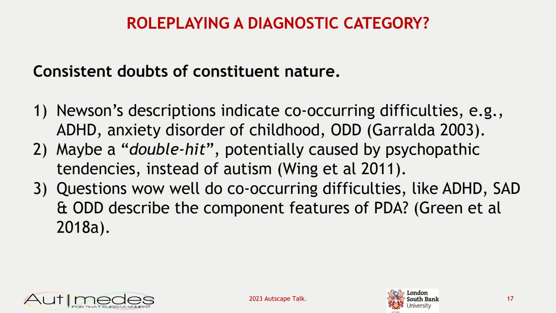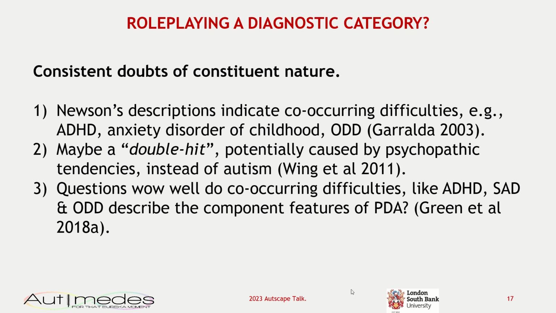Since then, when Newson's work was published, Eleanor Geraldine responded to Newson's article saying that her studies indicate that her 150 cases of PDA might have co-occurring difficulties such as ADHD, anxiety disorder or oppositional defiant disorder. More recently, in 2011, Lorna Wing co-authored an article with Christopher Gillberg and Judy Gould saying that PDA might be a double hit, so that the behaviours of PDA may not be caused by autism, and might, for example, be caused by psychopathic tendencies instead of autism.